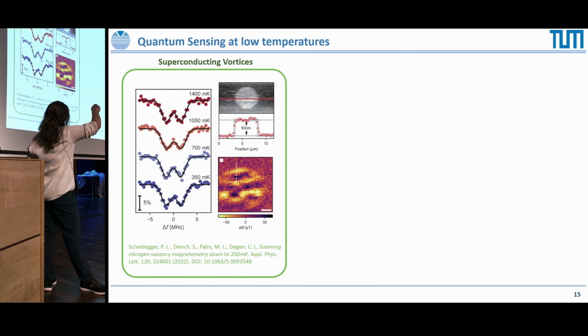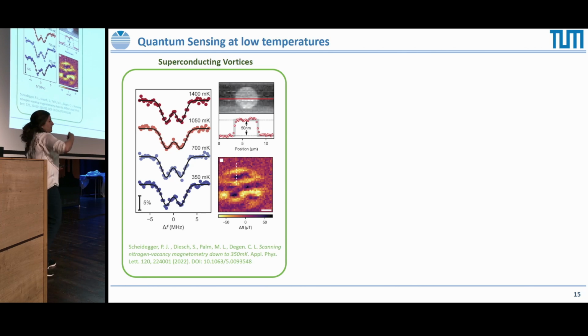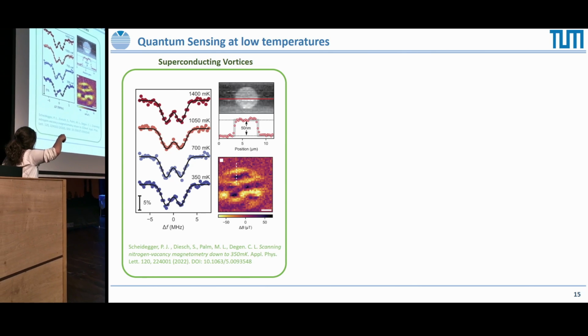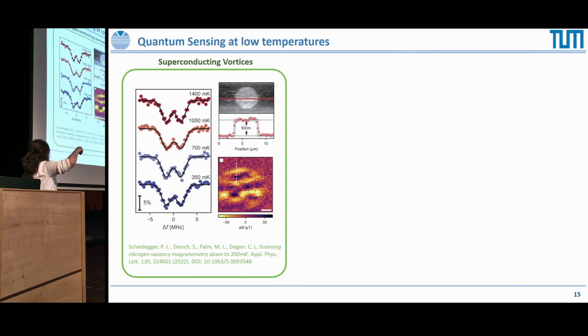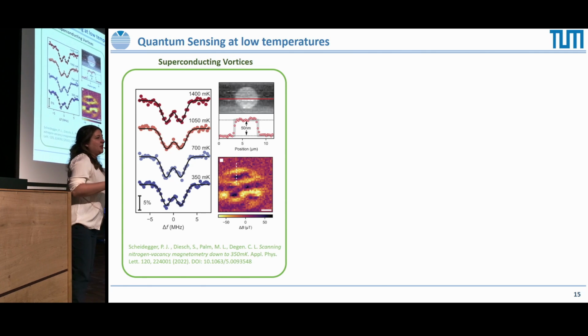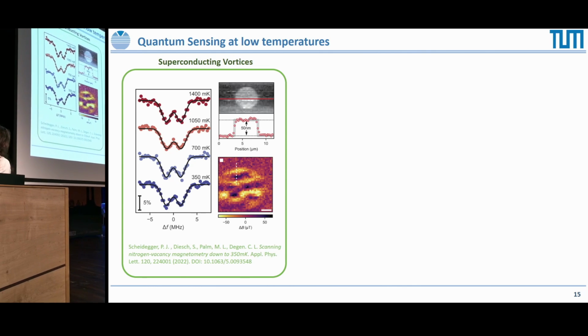So this is the optical image of an aluminum microdisc, and what the authors did is actually measure its magnetic field at 350 millikelvin using ODMR techniques. What is cool about this is that you can see here the magnitude of the magnetic field. It goes from yellow to purple, and these are actually vortices because the aluminum is a superconductor there, and they're actually taking pictures of vortices, which I find personally really cool.